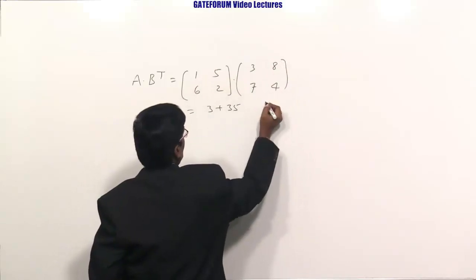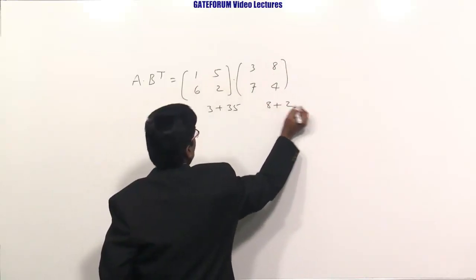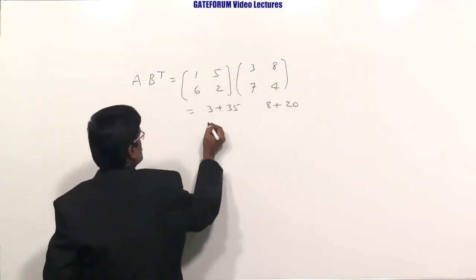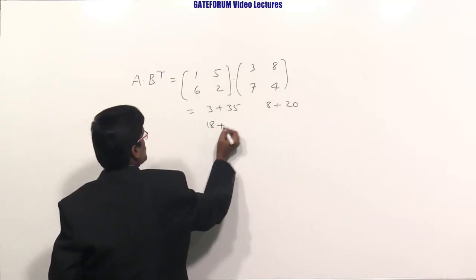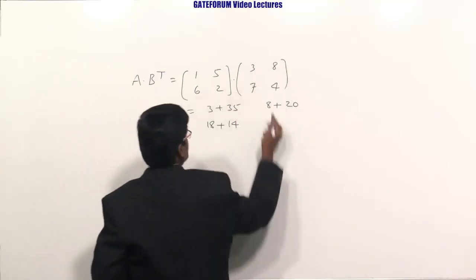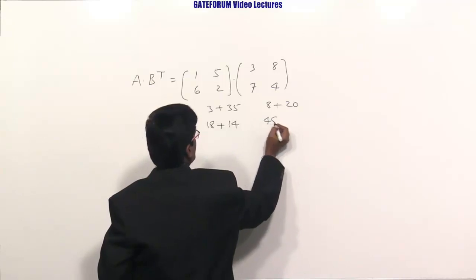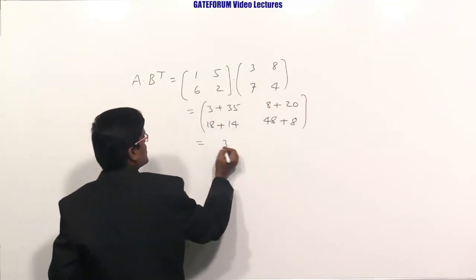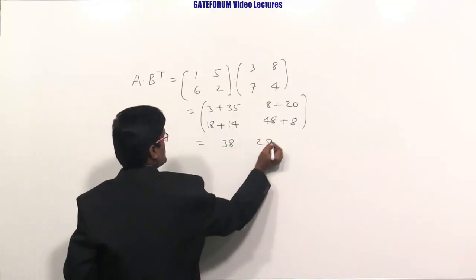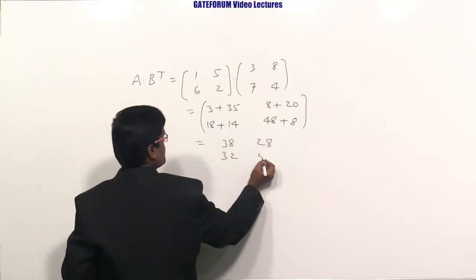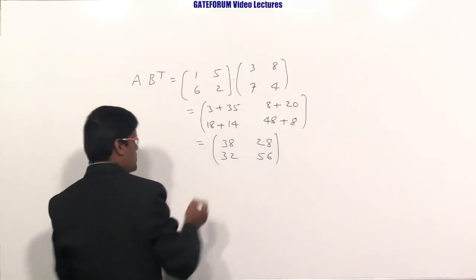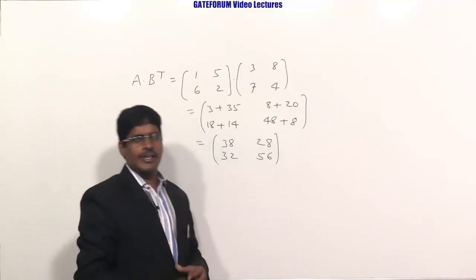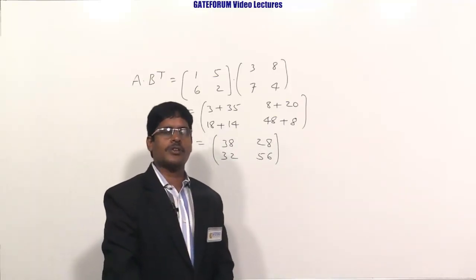First row into second column: 1 into 8 plus 5 into 4. Second row into first column: 6 into 3, 18, plus 2 into 7, 14. Second row into second column: 6 into 8, 48, plus 2 into 4, 8. So this simplifies to 38 28 32 56. This is the answer. Accordingly, the option is A. This is the end of the question.